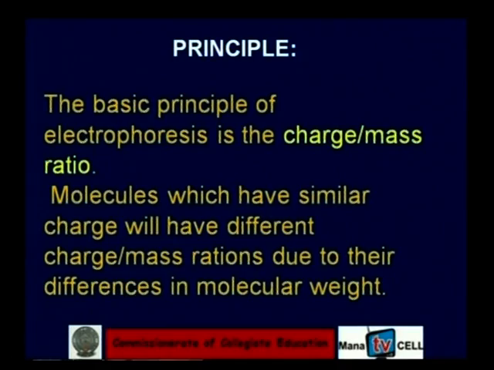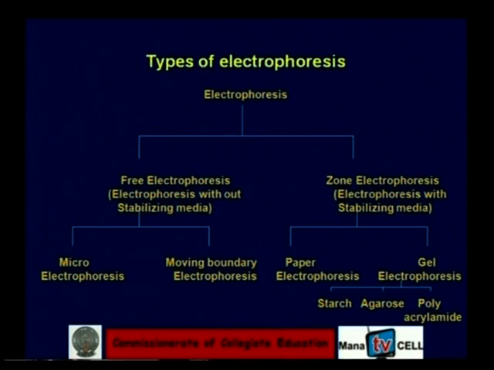Coming to the basic principle of electrophoresis: the basic principle is the charge-to-mass ratio. Molecules which have similar charge will possess different charge-to-mass ratios due to differences in molecular weight. This difference leads to differential migration of ions in a solution when subjected to an electrical field, and the electrophoretic mobility mainly depends upon the sample, applied electrical field, ionic strength and the buffer composition.